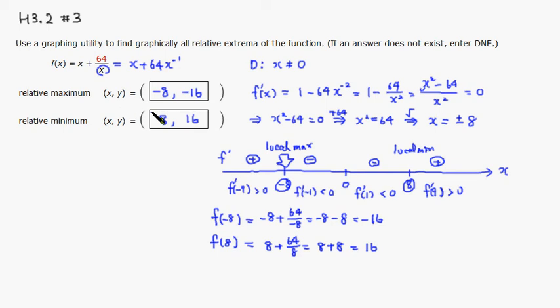Don't worry that the local maximum has a lower value than the local minimum. Since it's local, it doesn't matter. So it is okay. That could happen. Alright. Anyway, that's it. I hope that this was clear.